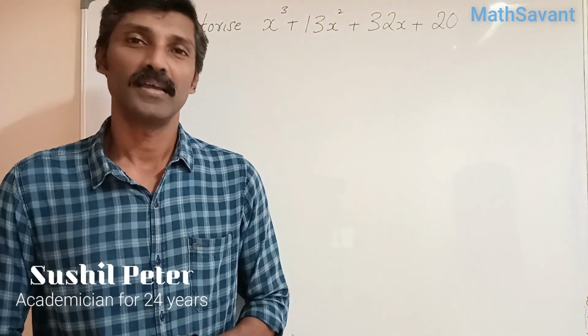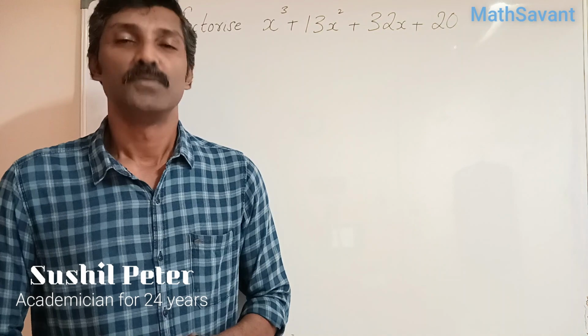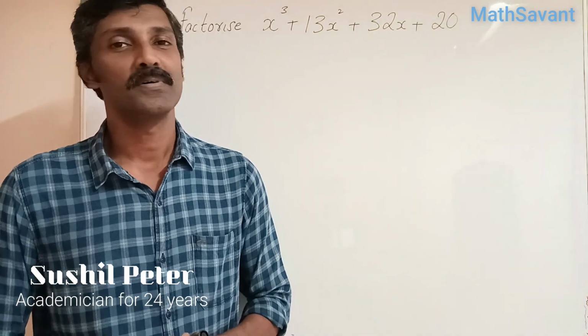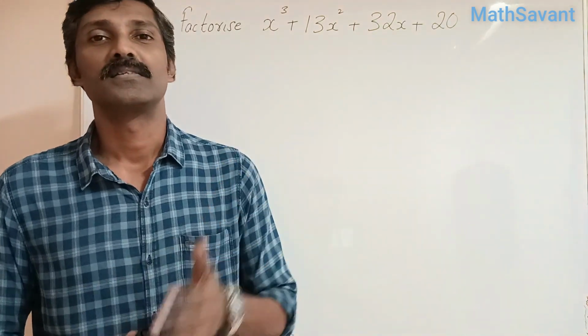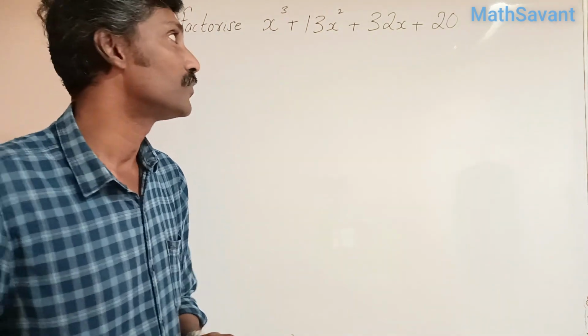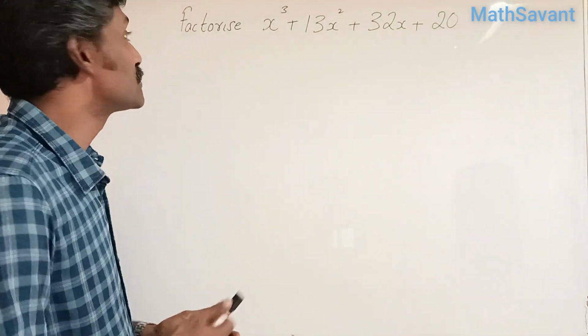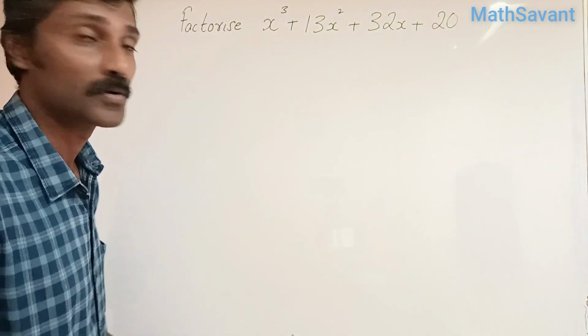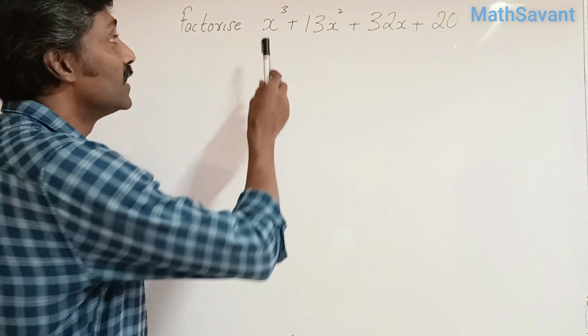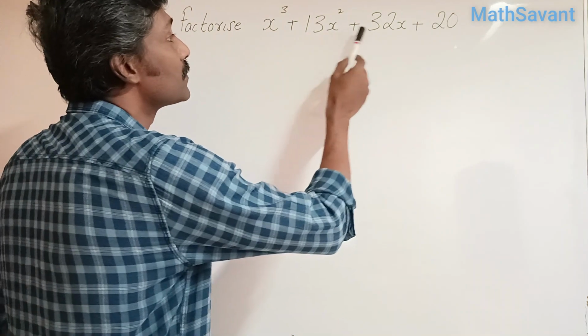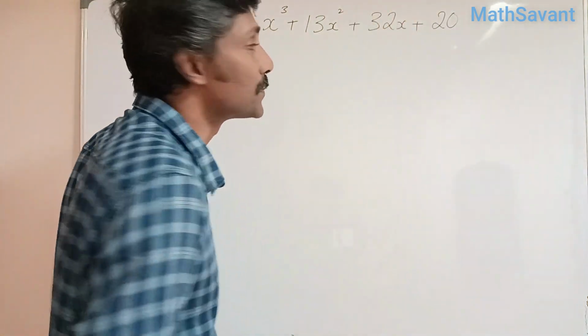So, we are again continuing with the solution of the previous year's question papers, CBSE 9th standard math questions. Okay, so we have a problem on polynomials. We're asked to factorize this particular polynomial, a cubic polynomial, x cubed plus 13x squared plus 32x plus 20.